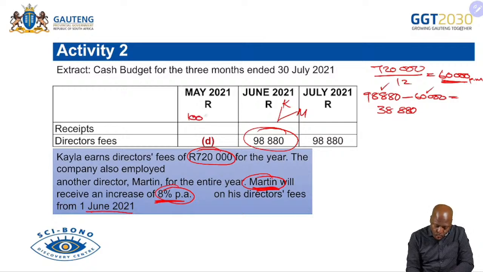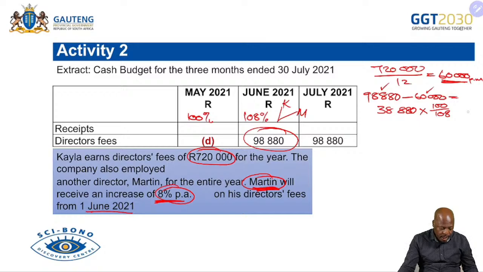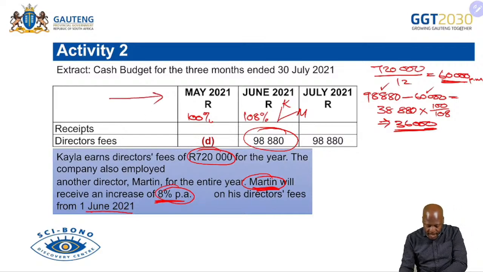And what we want is before the increase. Before the increase is always 100%. And we increase it by 8, so this becomes 108%. So what we want is the 100. What we have is 108. 38,880 multiplied by 100 over 108. And then how much do you get? You should get an amount of 36,000. This is what Martin was earning in the month of May before his increase.